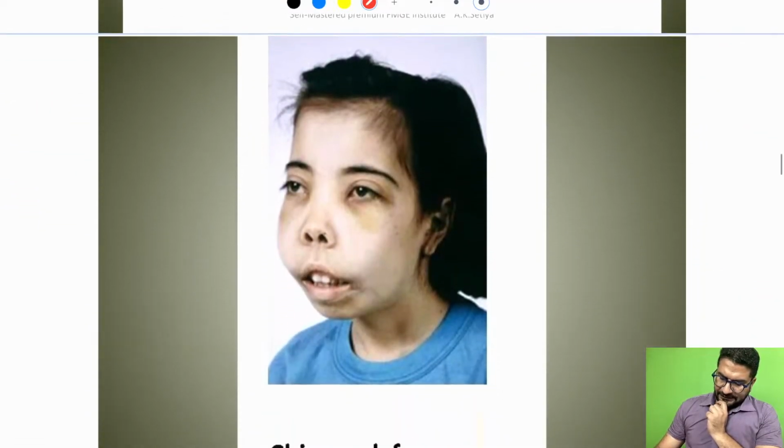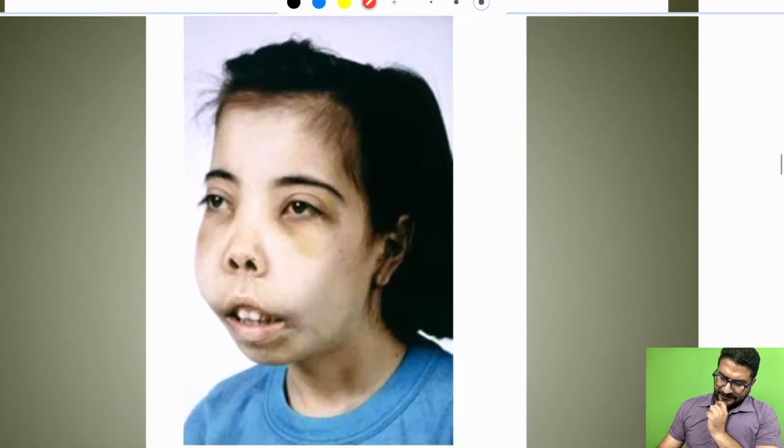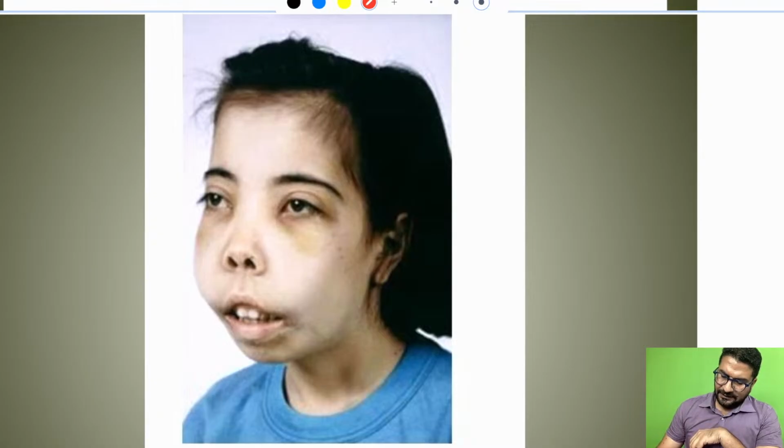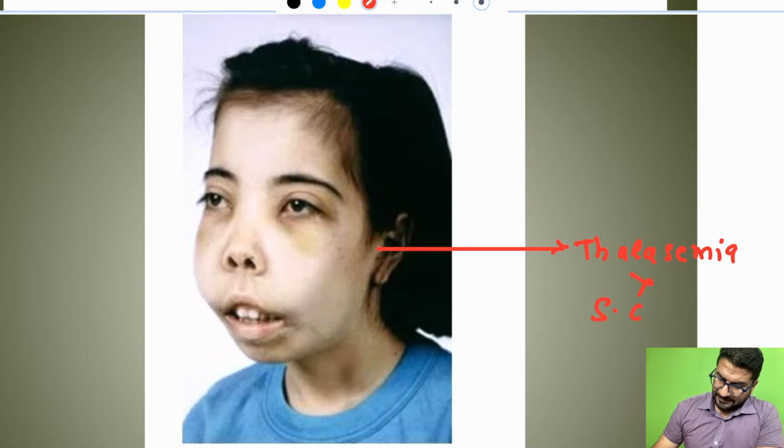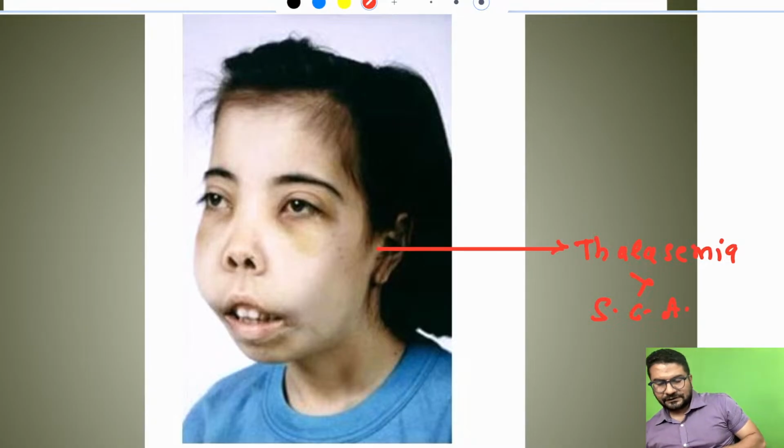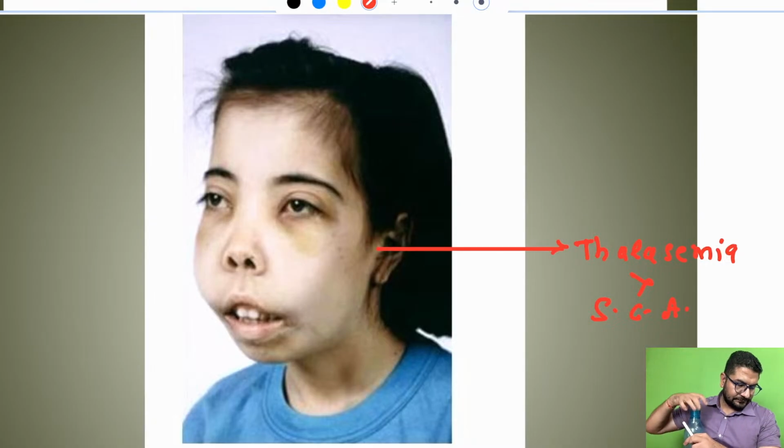Then you can notice this is called chipmunk face. Chipmunk face means the face of the child looks like a chimpanzee or a monkey. Understand, this is due to extramedullary hematopoiesis, and it is classically seen in thalassemia, and sometimes you will see this in sickle cell anemia. If you have to choose one of the two, then choose thalassemia.